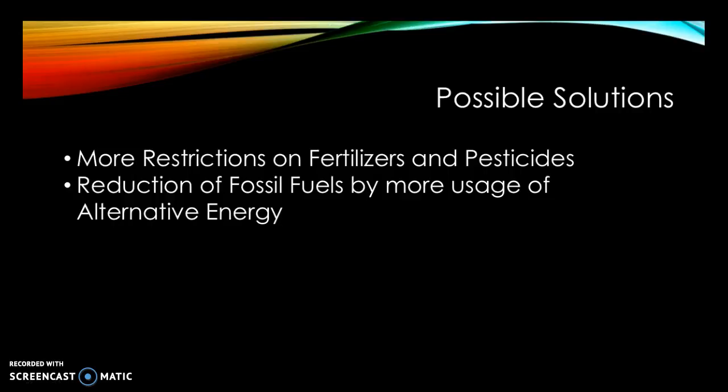So we have a couple possible solutions. One is we can have more restrictions on fertilizers and pesticides, but unfortunately the government was most likely not going to do this because major farms use this in order to make their crops bigger and to keep bugs off them. And we can also have a reduction of fossil fuels by the usage of more alternative energy, like solar powers and windmills and things, but unfortunately there's less money going to research for those things, and they can be costly, and the economy is supplied heavily by the use of fossil fuels.